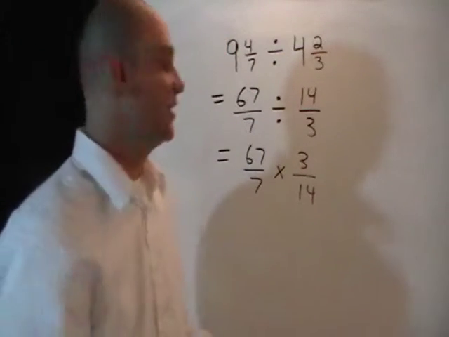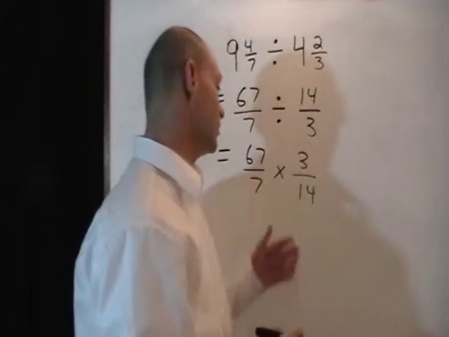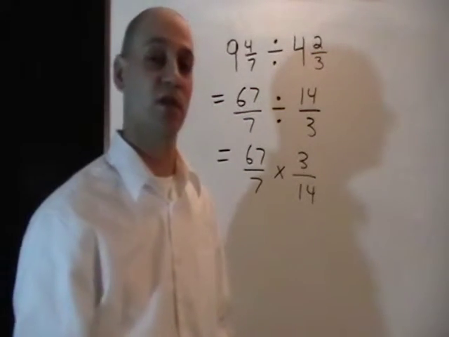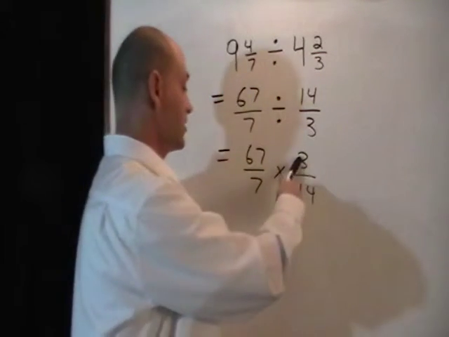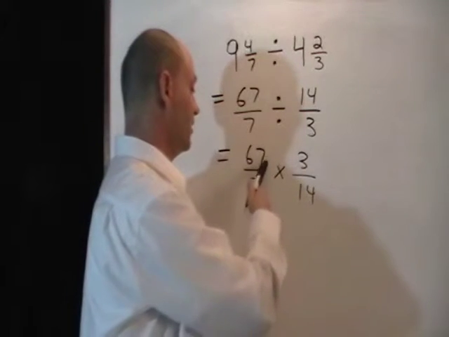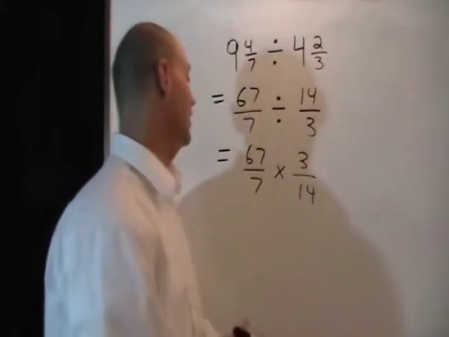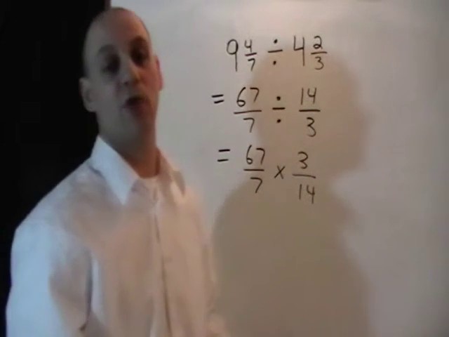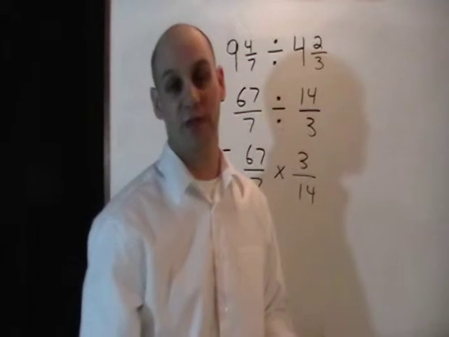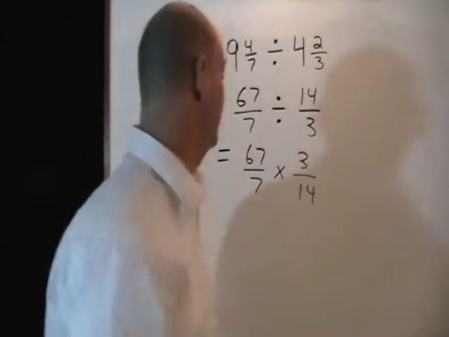3 over 14. Now at this step we could look here and see if we could reduce this into lower terms. See if there's any numbers that divide evenly into 3 and 7, or 67 and 7, or 67 and 14. And in this case, there are no numbers that divide evenly. So this expression is in lowest terms already.